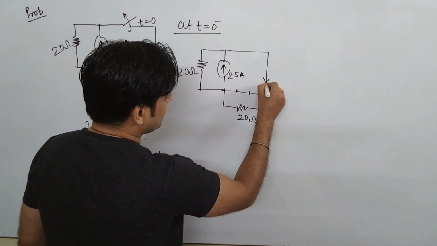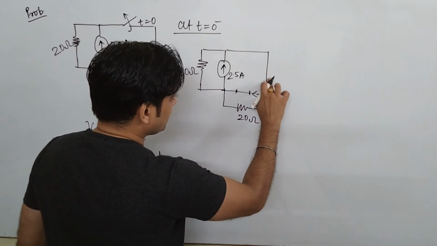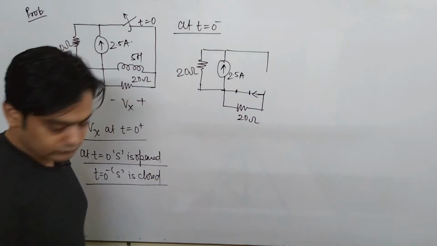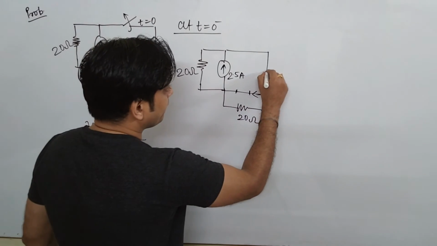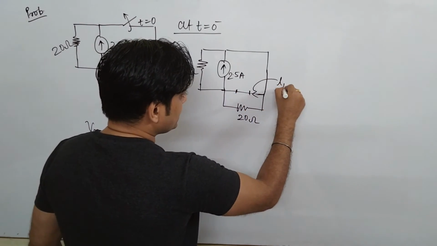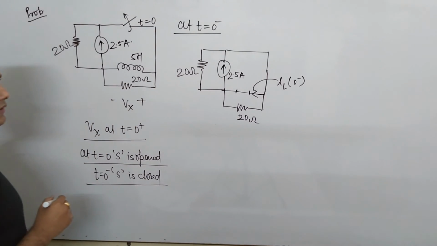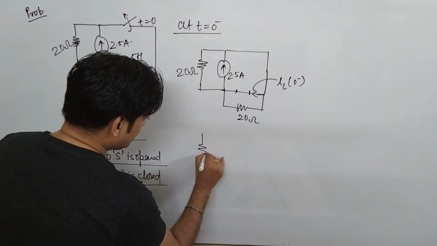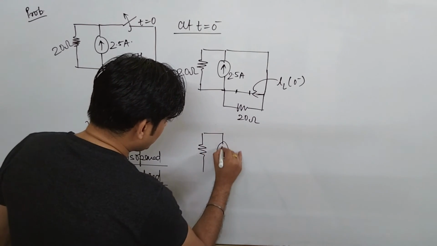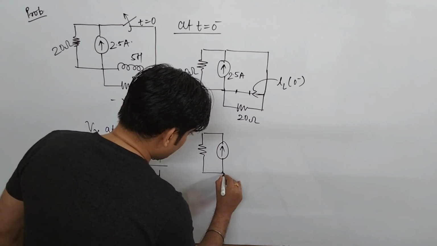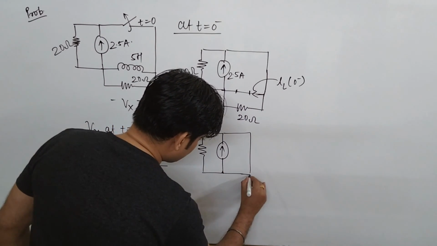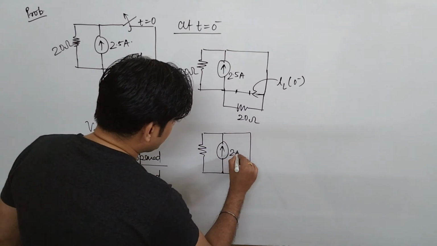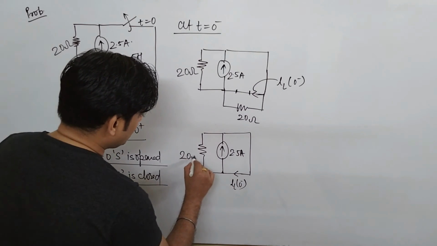If I say some current IL0 negative is flowing here, so this is the condition. Since it is short circuited, this also gets short circuited, so now your circuit will become in this manner. This is short circuited, and the current here is IL0 negative. This is 2.5 ampere, and this is 20 ohm.